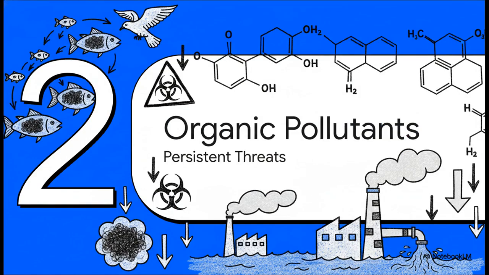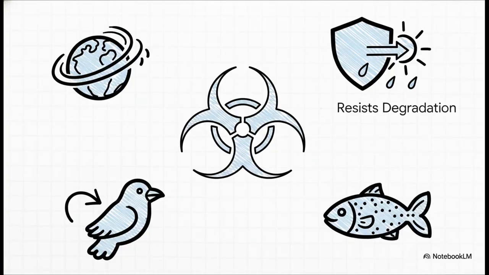Section 2. Persistent organic pollutants. So what exactly are these chemicals that exploit this biological multiplier so effectively? Let's introduce the specific family of culprits. They're called persistent organic pollutants, or POPs for short.